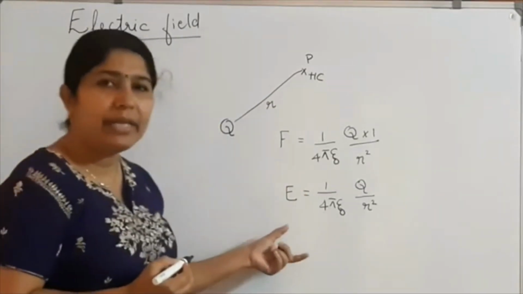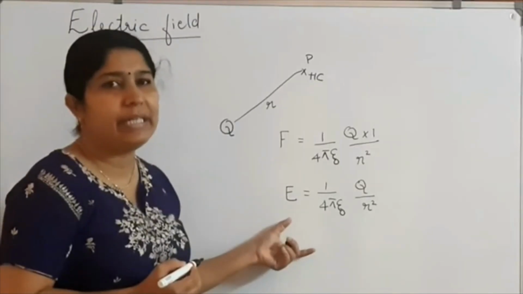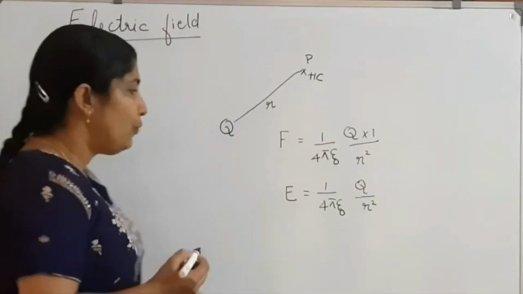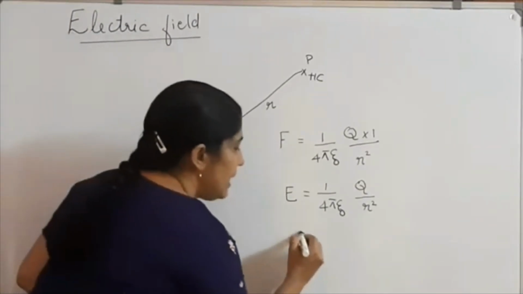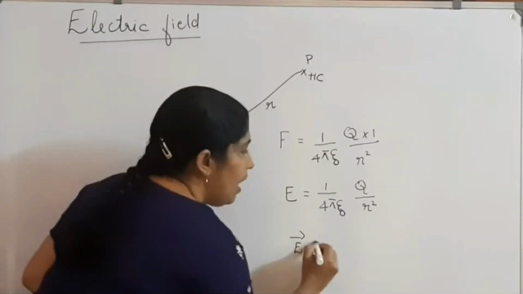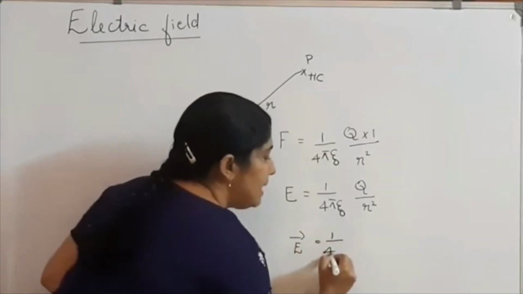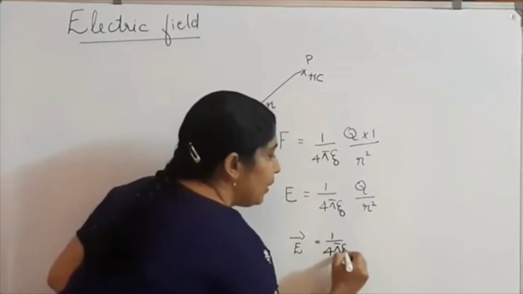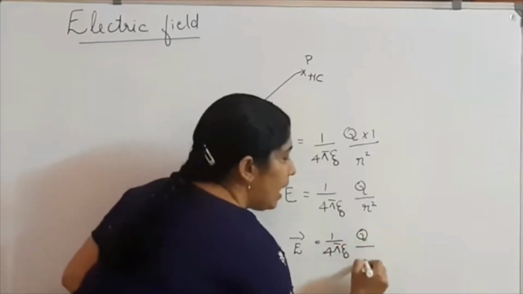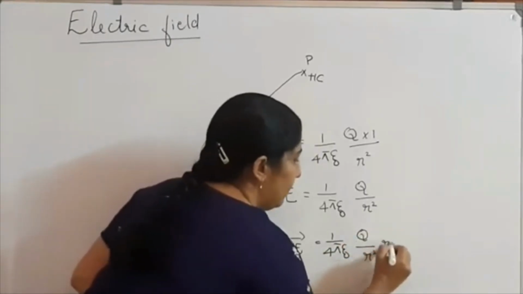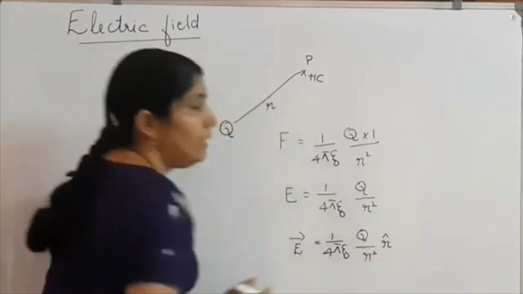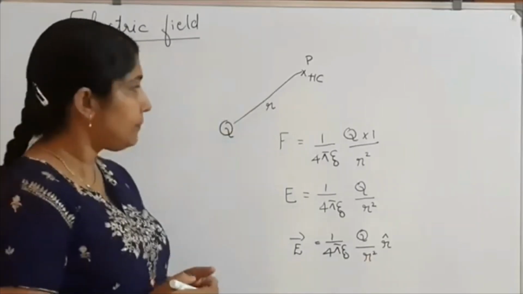Now we want to write the vector form of electric field intensity. For this, vector E is equal to 1 by 4 pi epsilon 0 into Q divided by R square into R cap. R cap is the unit vector.